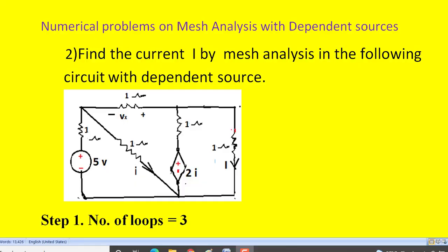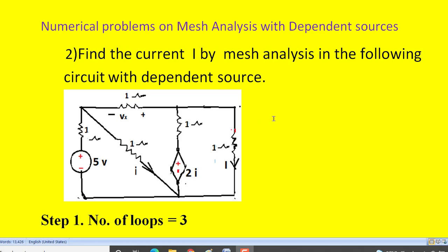Hello friends, today I will discuss the numerical problems on mesh analysis with dependent sources. In the previous lecture, I covered super mesh analysis with dependent current source. There it was the current source which was common to the two loops, so we called that super mesh analysis.